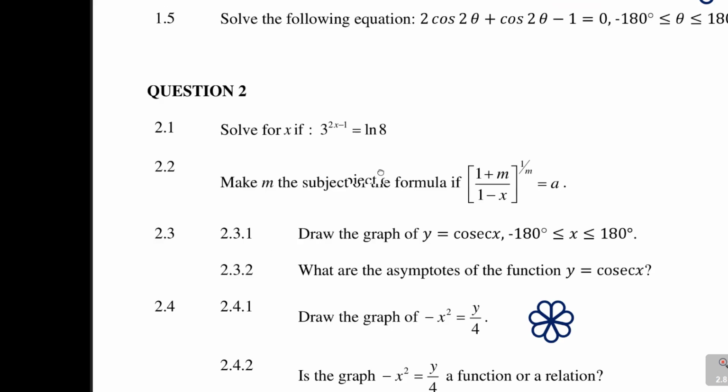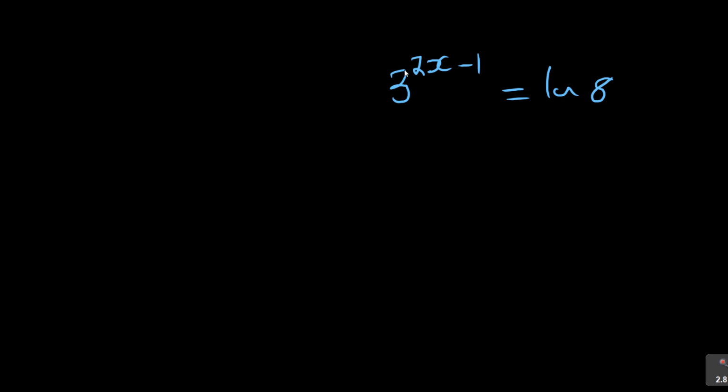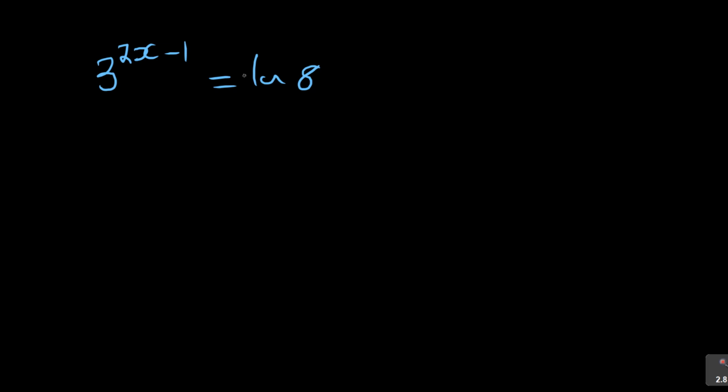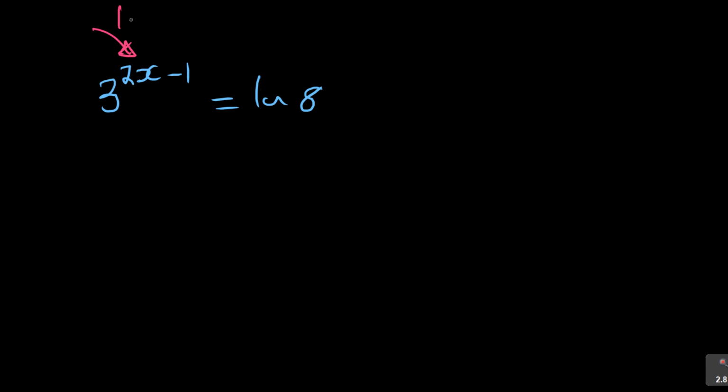Okay, let's look at it. Solve for x if 3 to the exponent 2x minus 1 is equal to ln 8. How many marks was this? 5. Okay, algebra. I don't know why they made it that much, but what we do, obviously, whenever you want to make something in an exponent the subject, you can only do that by introducing logs or ln. So since we already have ln, let's use ln here.